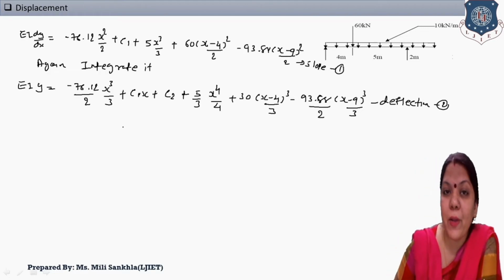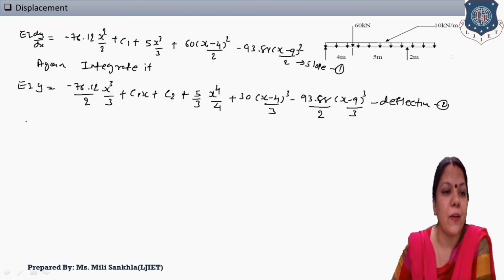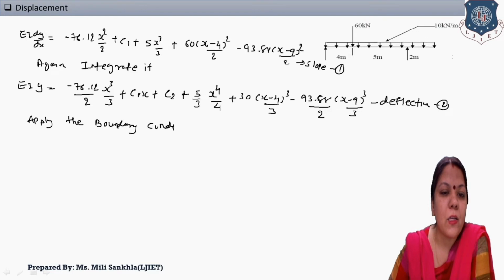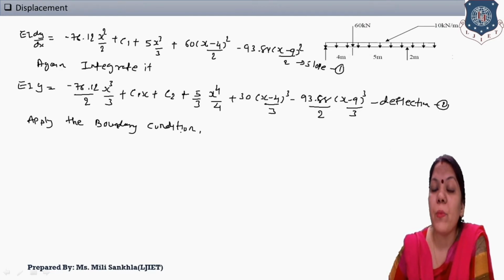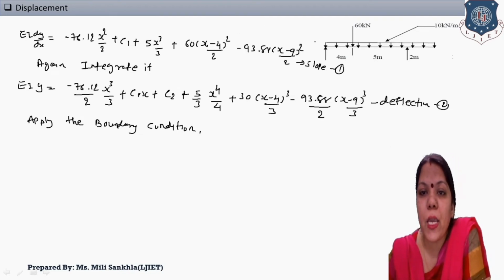And the next step, apply the boundary condition. Okay, does anyone know where the boundary condition is applied? Boundary condition is applied at a support, and particularly for an overhanging beam we have to take care, because look at this. This is our A point, this is our B point, this is C point, and this is D point.